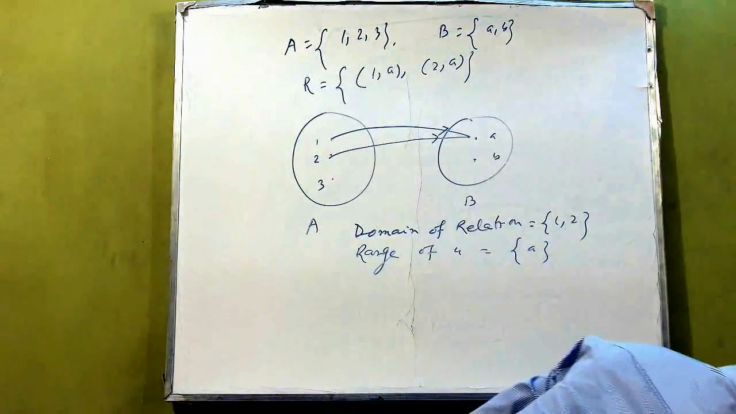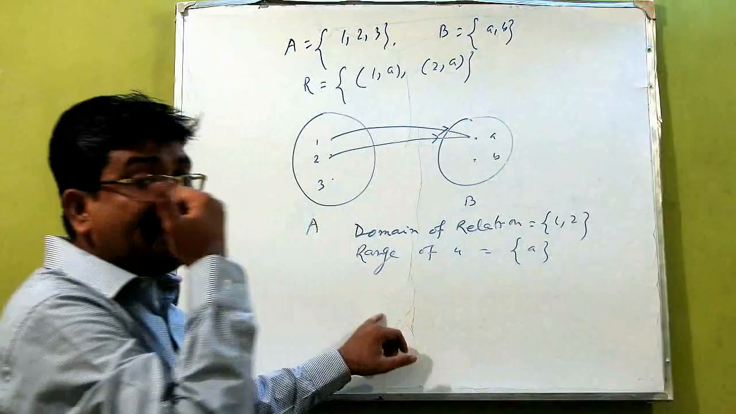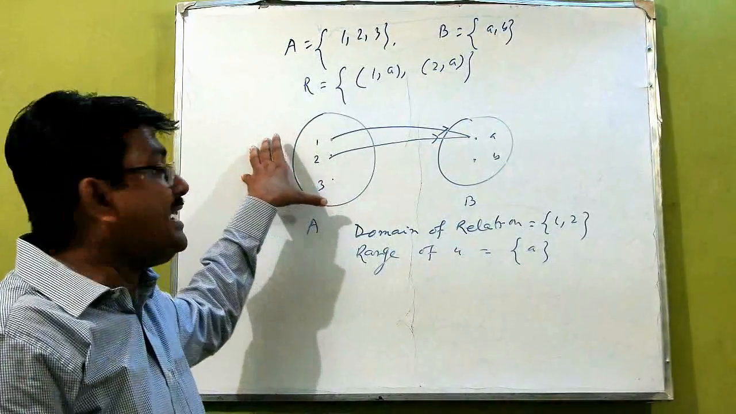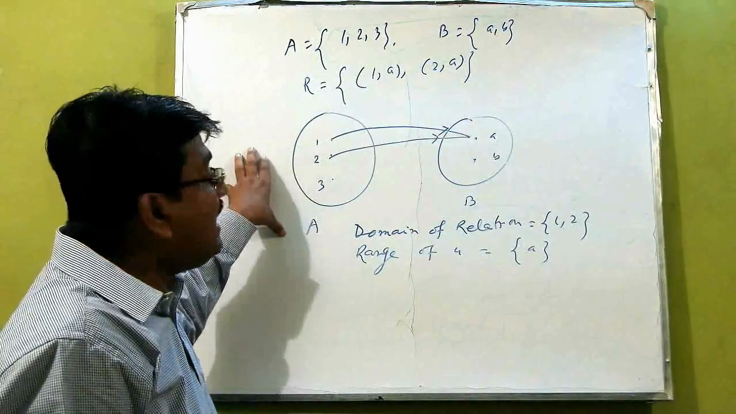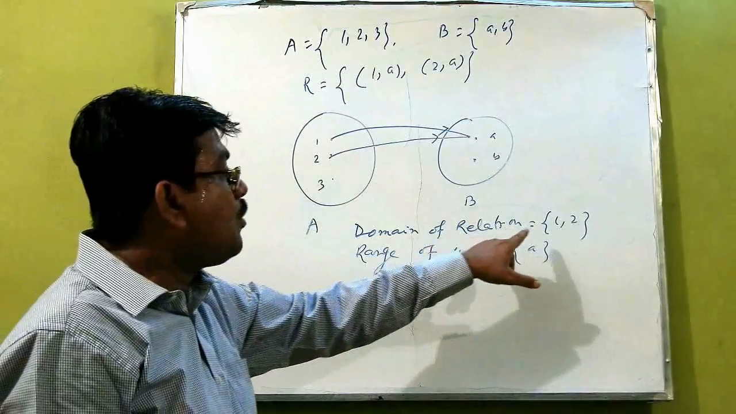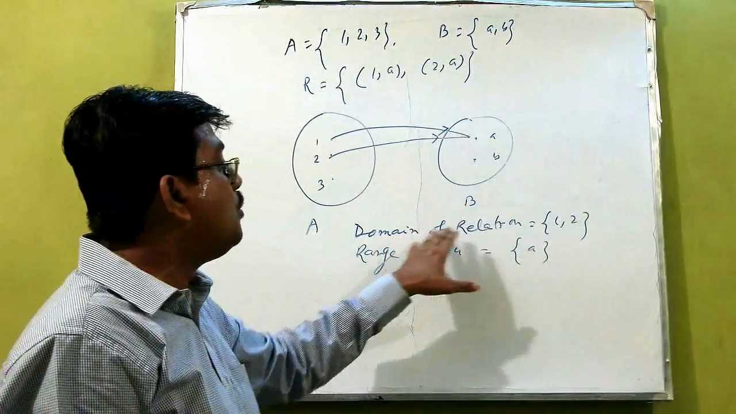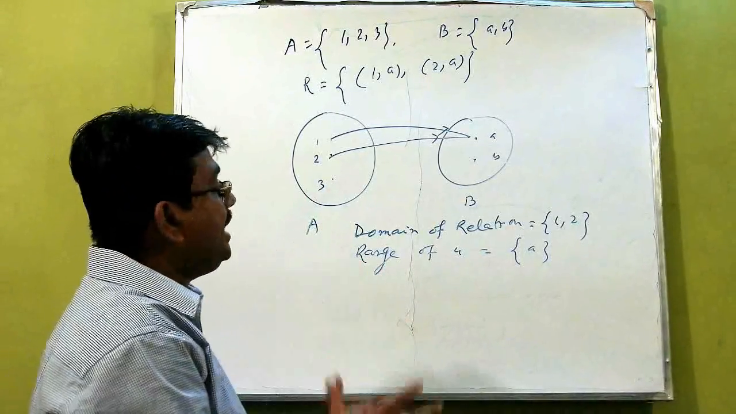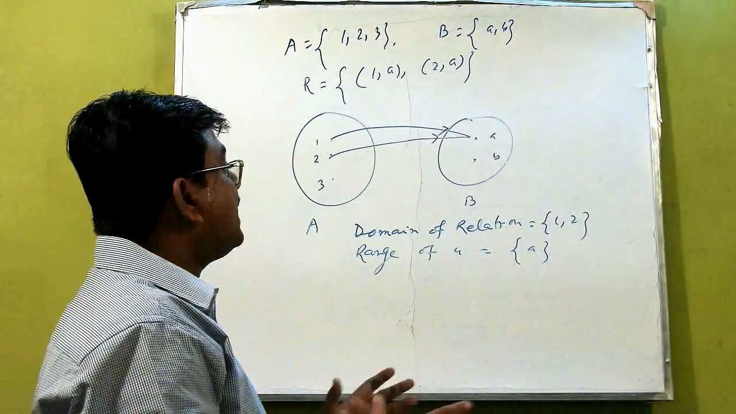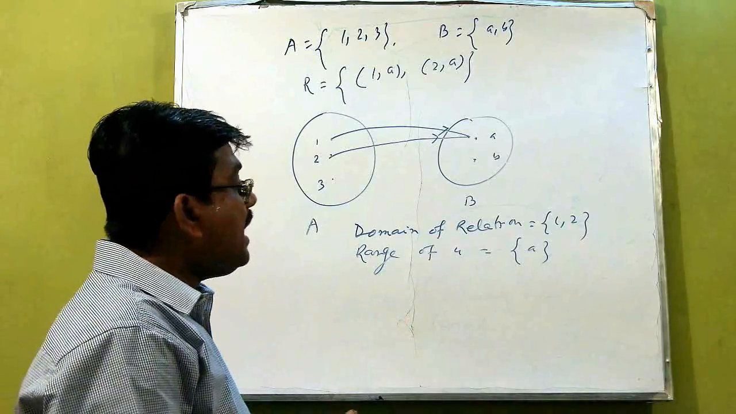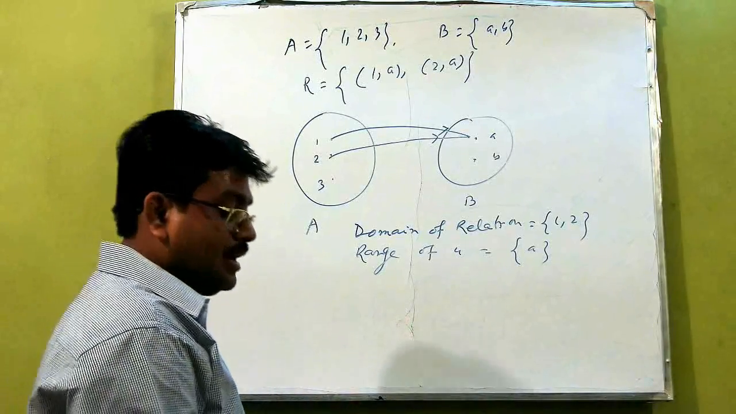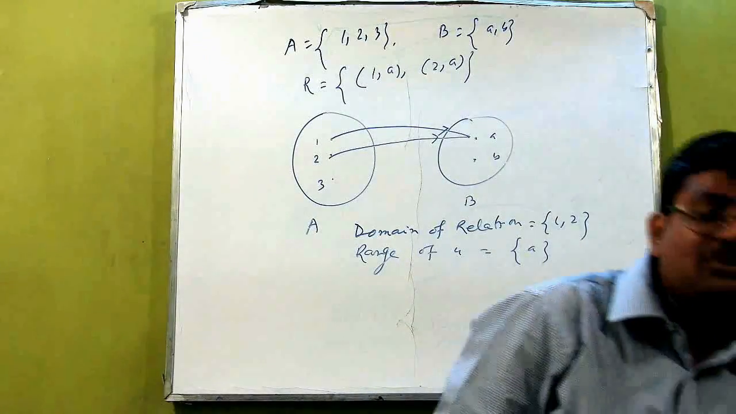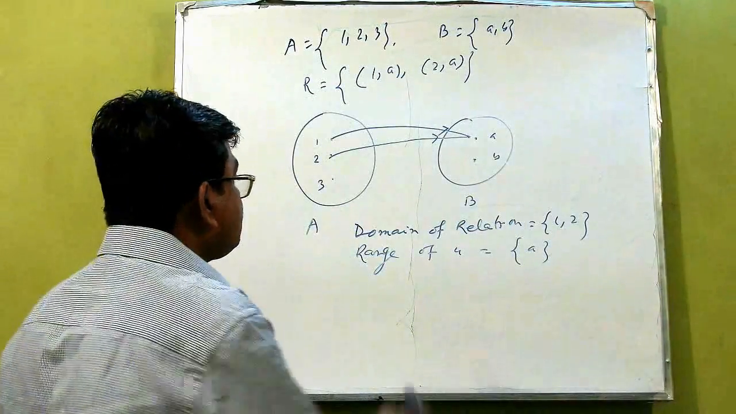What is domain of relation and range of relation? The elements of the set A which are related in the relation, the set containing those elements is called the domain of the relation, and the elements of the set B which are involved in the relation R are known as the range of the relation. Now I discuss the different types of relation.